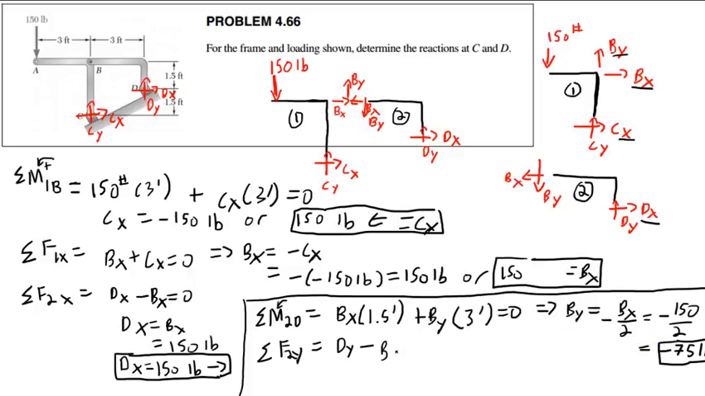Minus By equals zero. So this leads to dy equals By, or dy is negative 75 pounds. This is By, and this is dy.